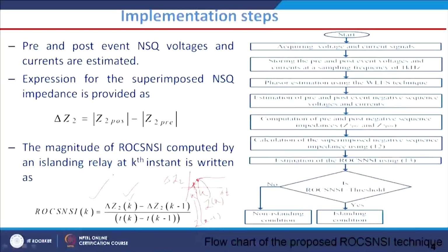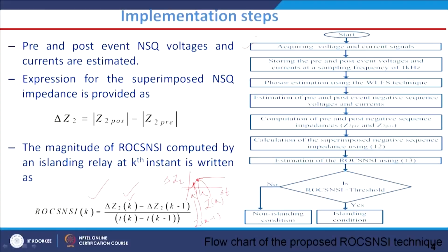If the sampling frequency is 1 kilohertz, the corresponding delta t is going to be 1 millisecond. If it is something else, delta t will vary. In this recursive manner, we calculate the rate of change of the negative sequence based superimposed impedance. These are the steps shown: acquiring the voltage and current signals at the DG terminal, and storing the pre and post event voltage and current data sampled at 1 kilohertz.